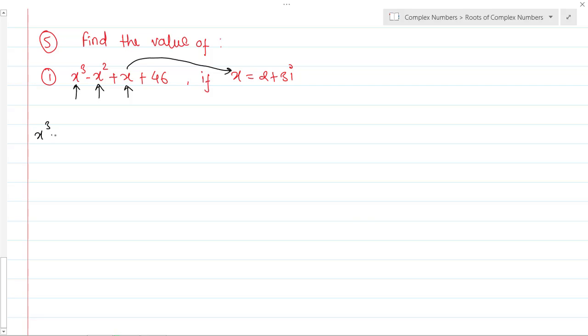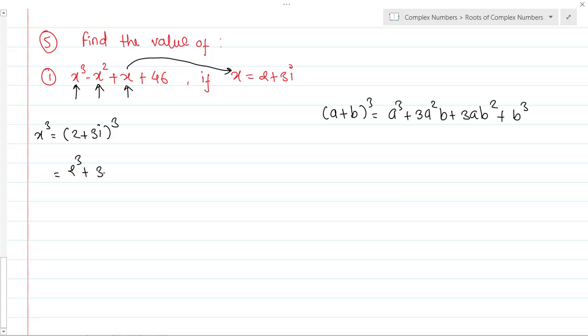So x cube is nothing but (2 plus 3i) cube, and you are aware of this formula: (a plus b) cube is nothing but a cube plus 3a square b plus 3ab square plus b cube. So this is equal to 2 cube plus 3 into 2 square into 3i plus 3 into 2 into 3i square plus 3i cube. Okay, so let's open this.